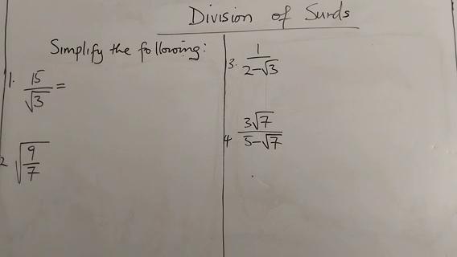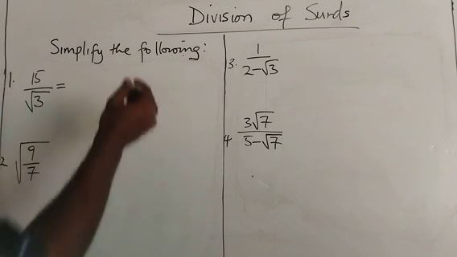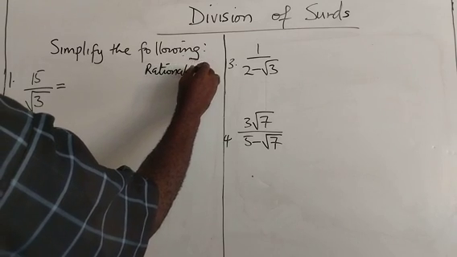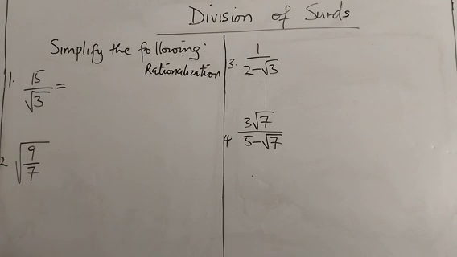For you to simplify any of the following, you need to remove surd from the denominator. Removing surd from the denominator is what we'll call rationalization. Rationalization clears surd from the denominator. How do we do rationalization?